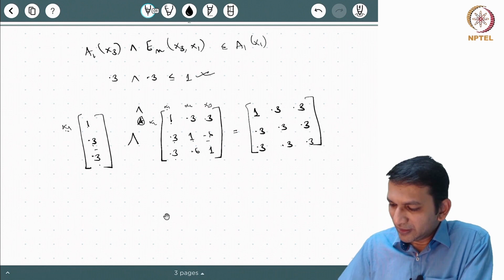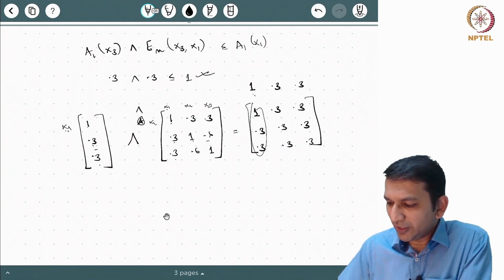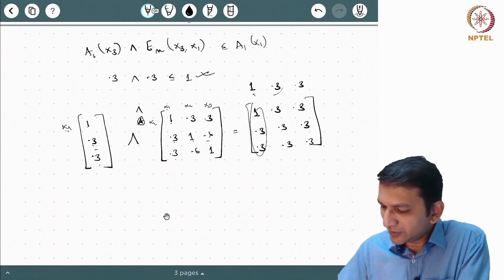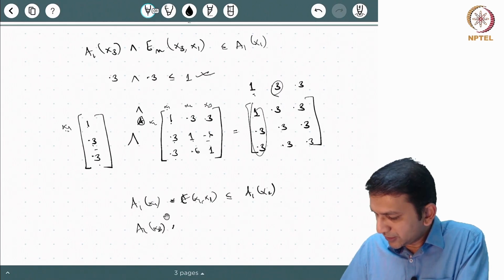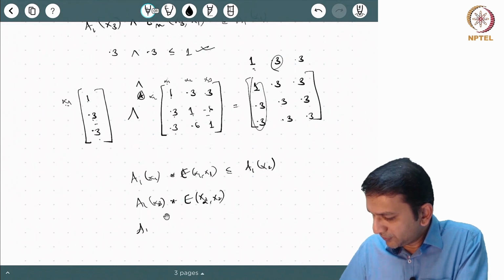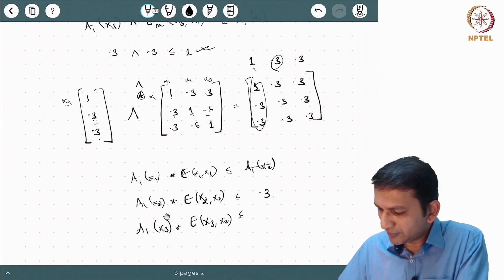Now, what do we need? We simply need that if we write A1 here itself, the max of this should be smaller than this. So for each one of them, because remember what is this? Well, let's fix this. This is A1 of x2. What we want is it should be smaller than A1 x1 star E x1 x2, A1 x2 star E x2 x2, and A1 x3 star E x3 x2. So it should be smaller than all of them. And what is this value? This value is 0.3 for all of them.